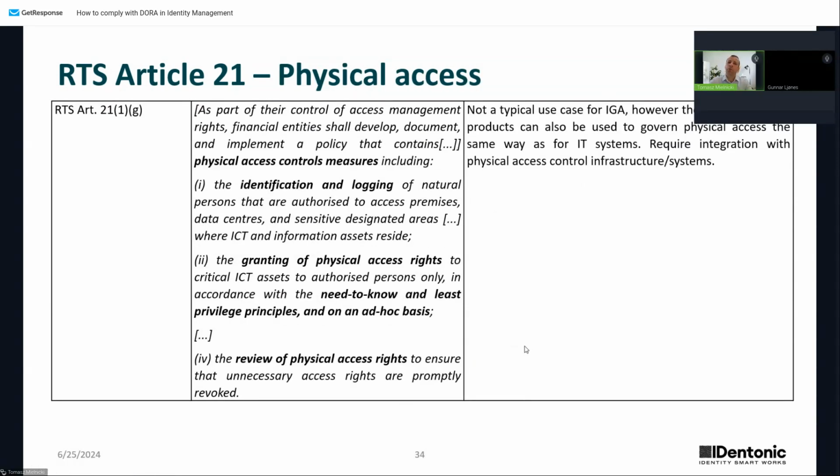Then there is also an article about physical access, and actually it's not a typical thing to discuss with the ICT environment. You need to actually do the same things like granting and revoking access rights, but for physical access to premises, for instance, or data centers. But actually, if you have an IGA solution, the best-in-class solutions also allow you to integrate with the physical access control systems and manage the same way the access to physical areas, spaces.